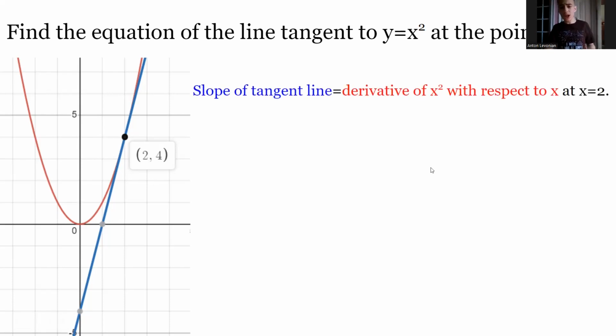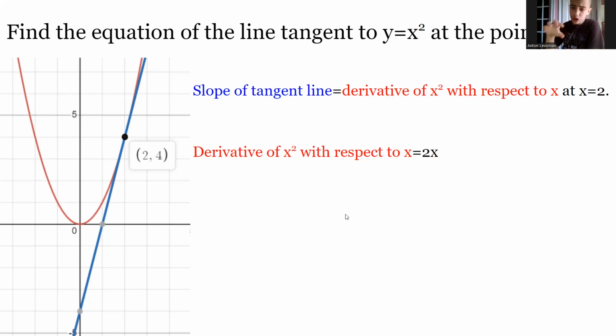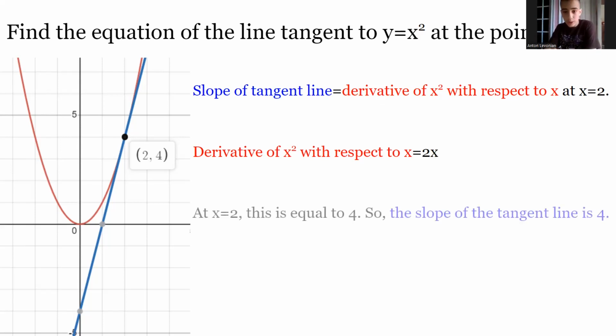Now, the slope of the tangent line is just the same thing as the derivative of x squared with respect to x at x equals 2. And then we already derived a formula that we can use for the derivative of x squared. For the specific function of x squared, its derivative is 2x. So what we can do is plug in x equals 2 into 2x. So at x equals 2, 2x is just 4. So the slope of the tangent line and the derivative is 4.